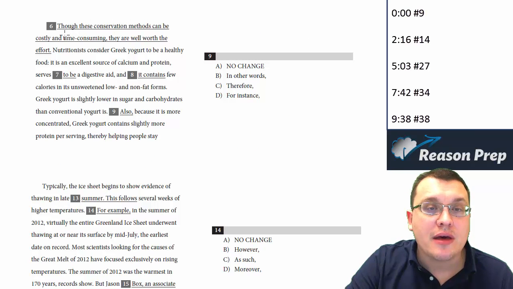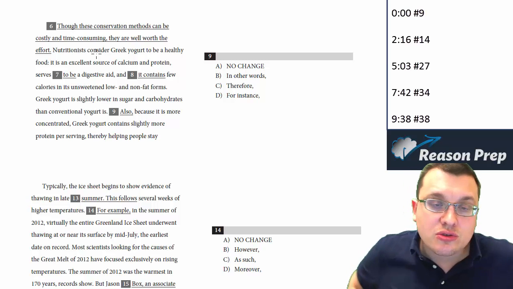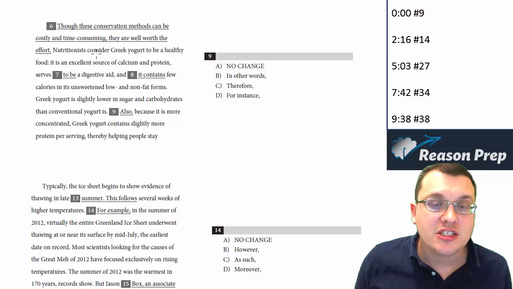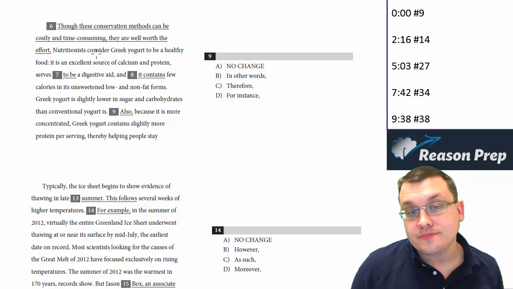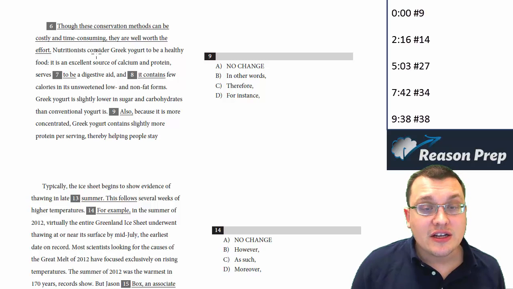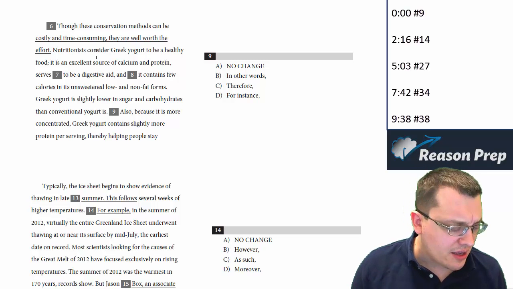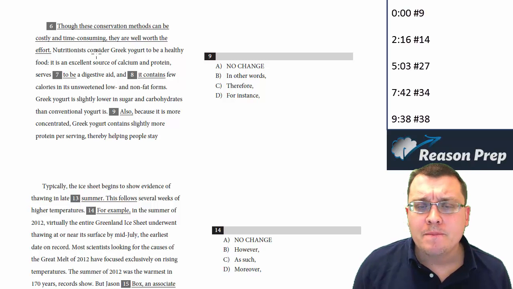Though these conservation methods can be costly and time-consuming, they are well worth the effort. Nutritionists consider Greek yogurt to be a healthy food. It is an excellent source of calcium and protein, serves to be a digestive aid, and it contains few calories in its unsweetened low and non-fat forms. Greek yogurt is slightly lower in sugar and carbohydrates than conventional yogurt is. Also, because it is more concentrated, Greek yogurt contains slightly more protein per serving, thereby helping people stay fit. So in any event, we have enough to answer this question, no matter where the rest of the paragraph goes.